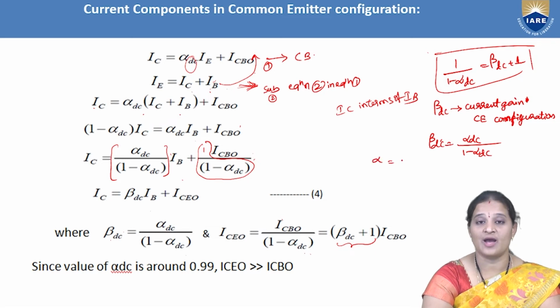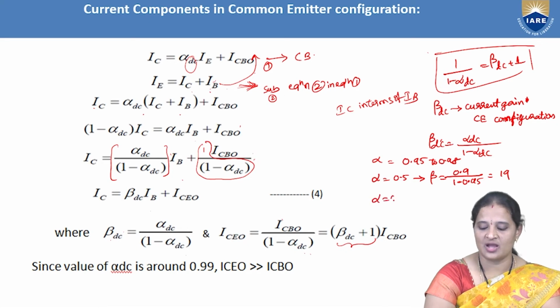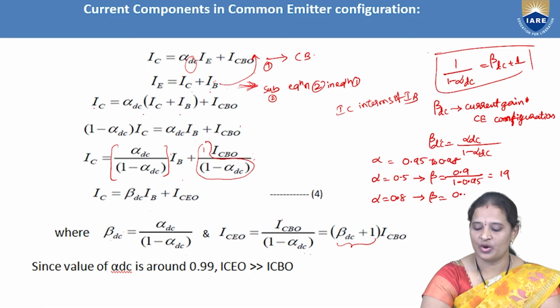As we all know, alpha ranges from 0.95 to 0.98. So if I consider alpha equal to 0.95, what is the beta value? Beta becomes 0.95 divided by 1 minus 0.95, which is equal to 19. And if I consider alpha equal to 0.98, then I get beta equal to 0.98 divided by 1 minus 0.98, which is equal to 49.